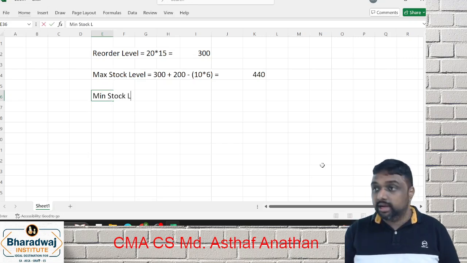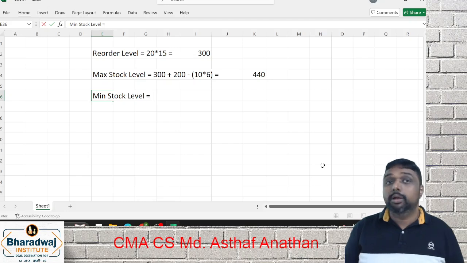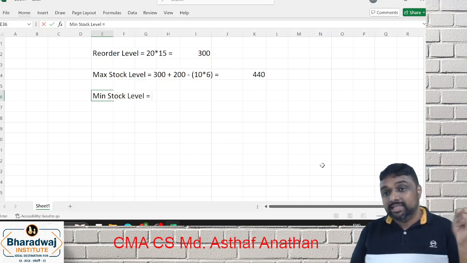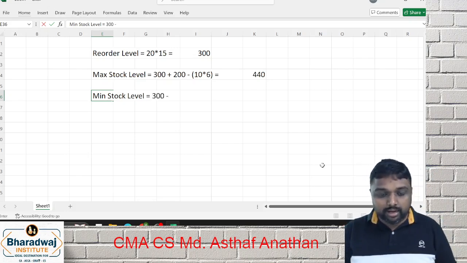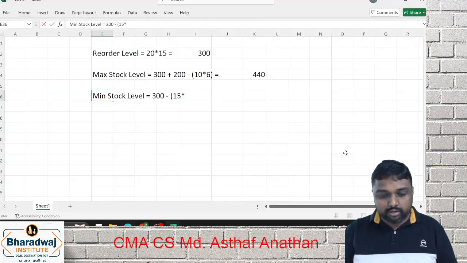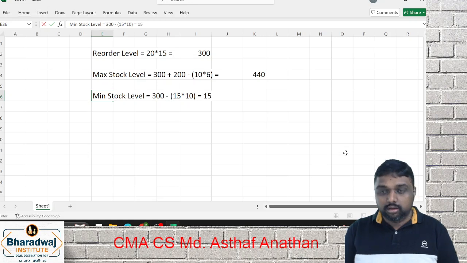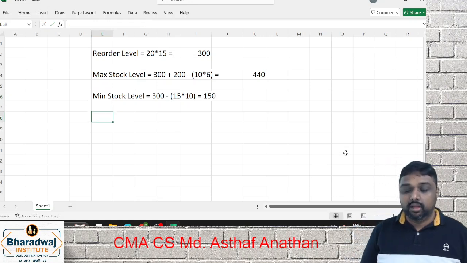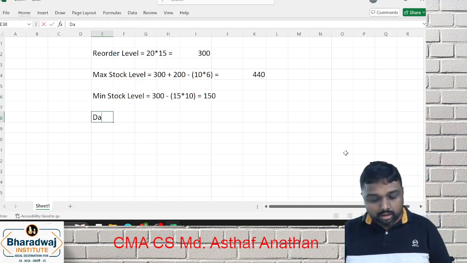Minimum stock level. Correct. What is the formula, friends? Minimum stock level is reorder level minus average consumption, which is 15, into average lead time. So 15 into 10, you will get 150.